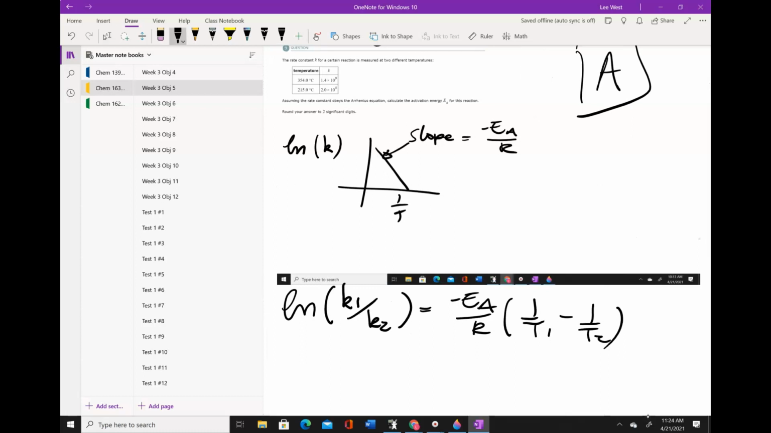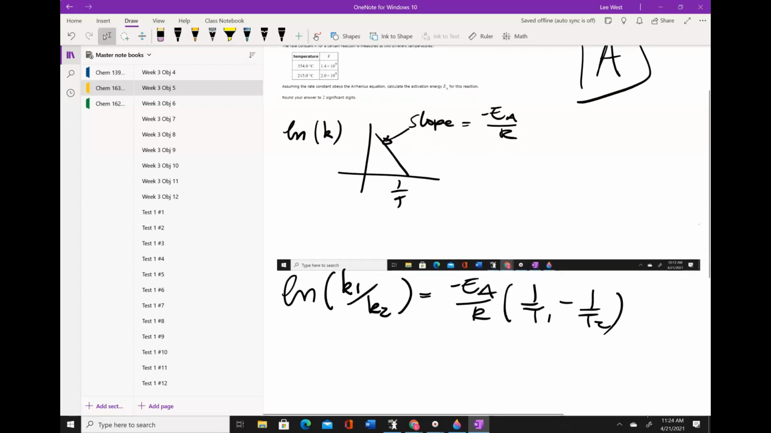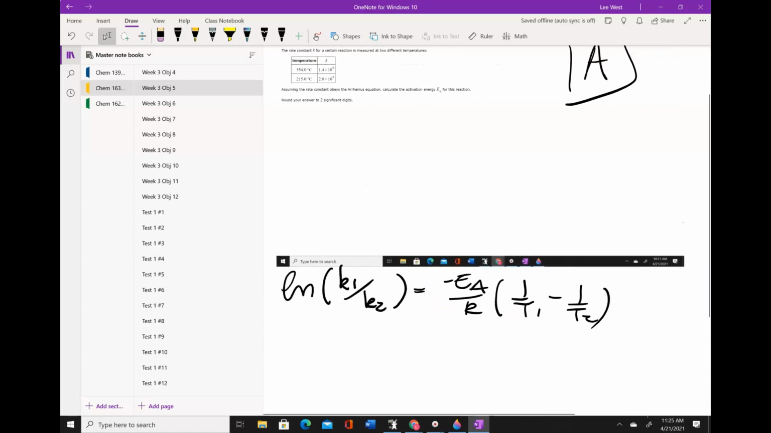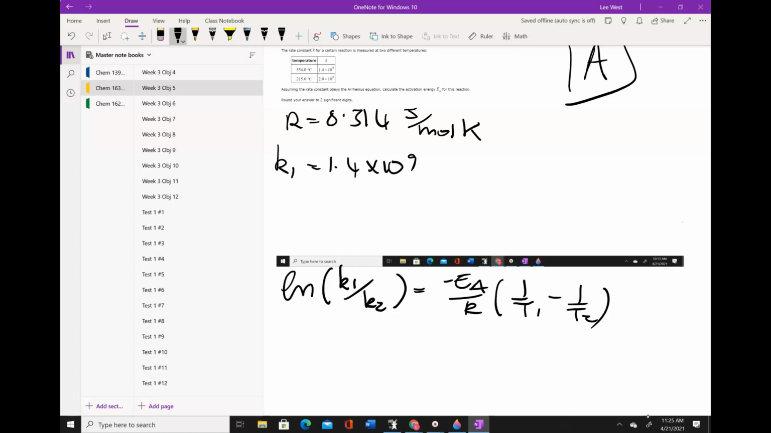Our temperatures are going to need to be converted to Kelvin though, right? Because they are given in Celsius. So as long as we do that, we should be okay. So let's just make sure we can get everything listed out okay, and then we put our numbers in and we'll solve. So R obviously 8.314 joules per mole per degree Kelvin. I like to state that first. It reminds me of what my units are going to be. K1, 1.4 by 10 to the 9.